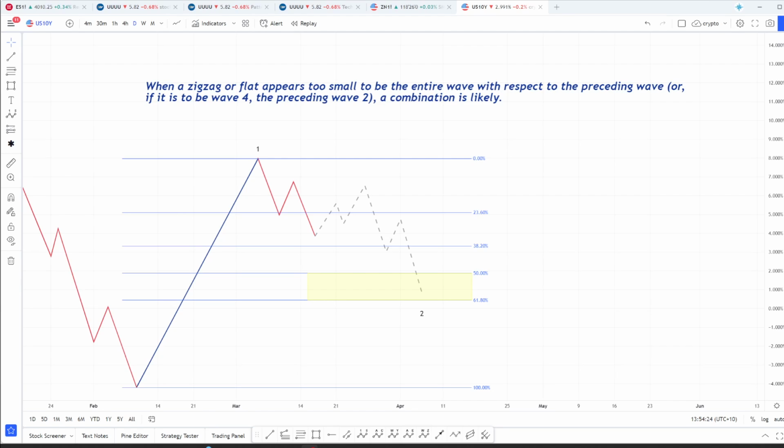So that covers all the rules and guidelines as laid down in the Elliott Wave Principle, with the exception of wave personalities. So stay tuned for the next video where we will take a look at the personalities of each wave. Thanks for watching.